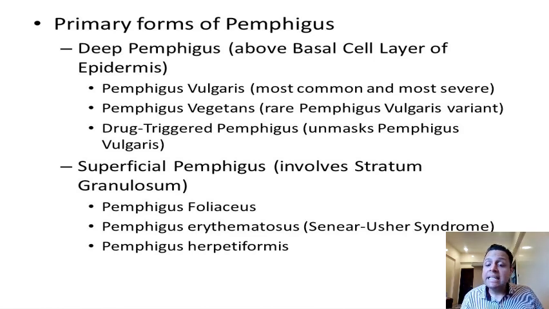Now the question is Senear-Usher syndrome. They ask you what Senear-Usher syndrome is. It is another name for pemphigus erythematosus. Please remember, Senear-Usher syndrome is another name for pemphigus erythematosus, where there will be ANA positivity, photosensitivity, and lesions on the butterfly area.